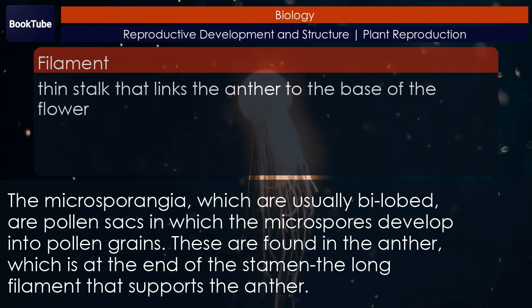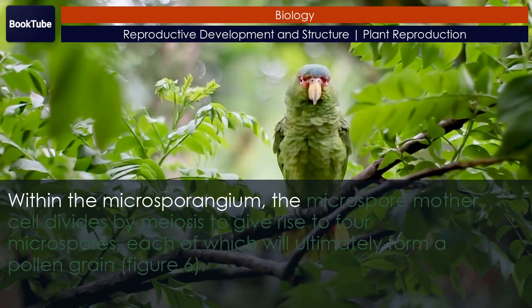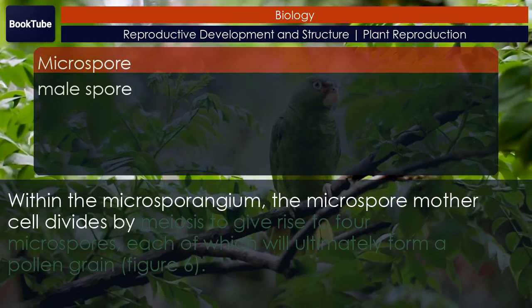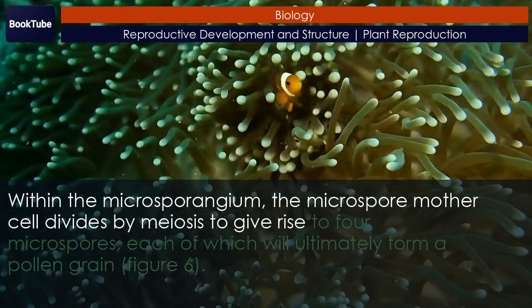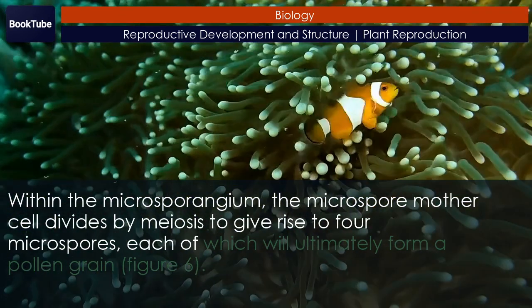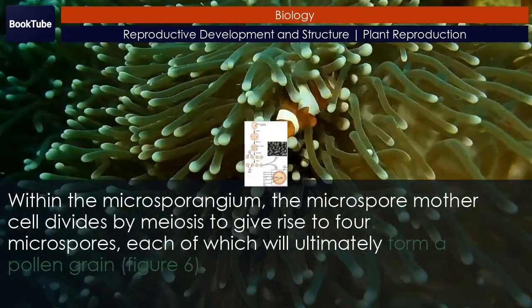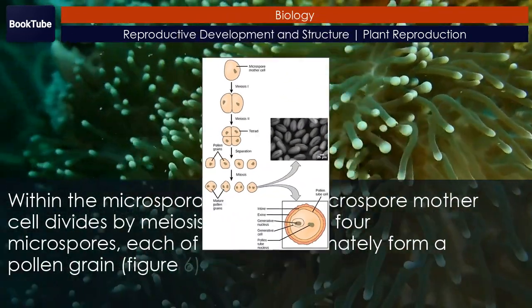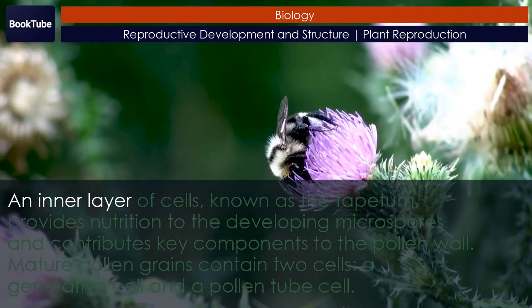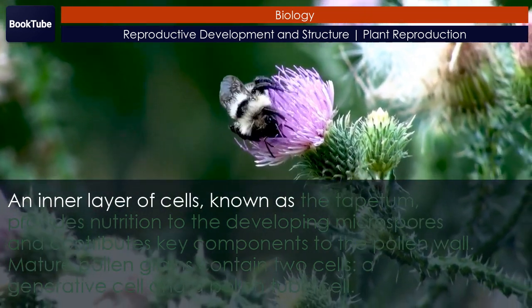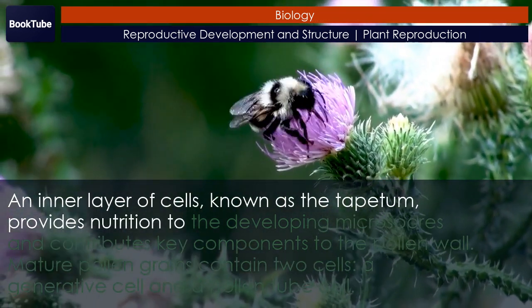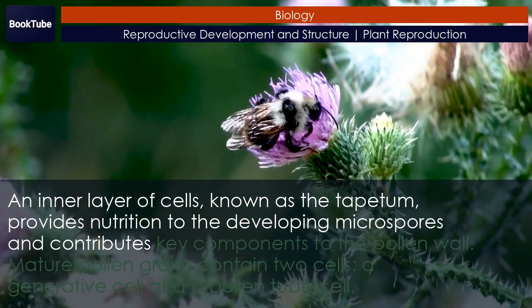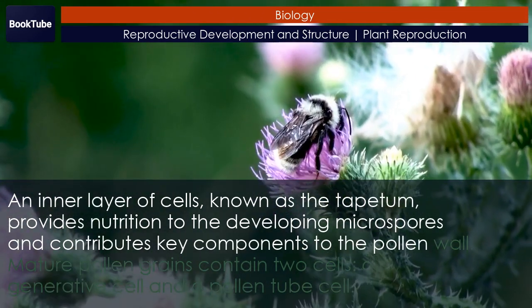Within the microsporangium, the microspore mother cell divides by meiosis to give rise to 4 microspores, each of which will ultimately form a pollen grain. Figure 6. An inner layer of cells, known as the tapetum, provides nutrition to the developing microspores and contributes key components to the pollen wall.